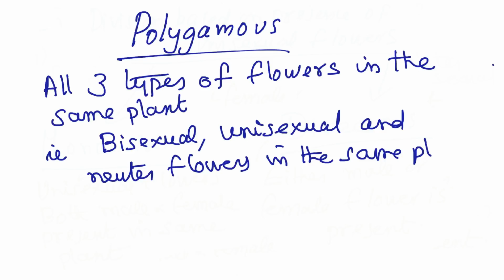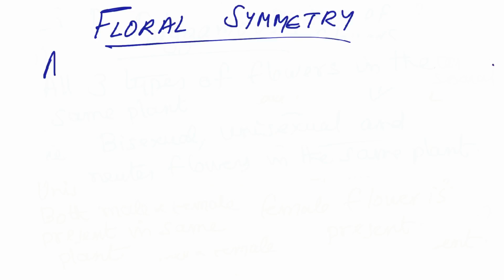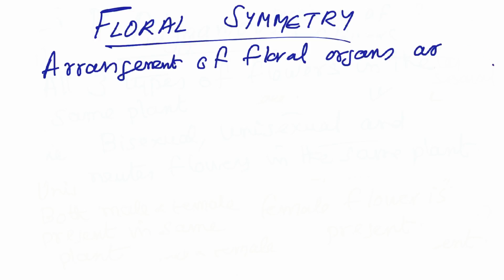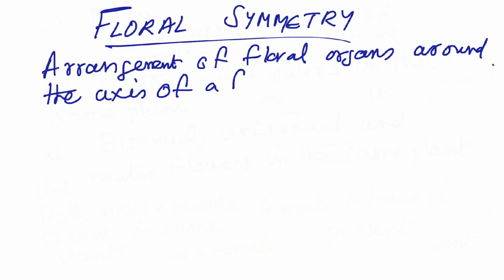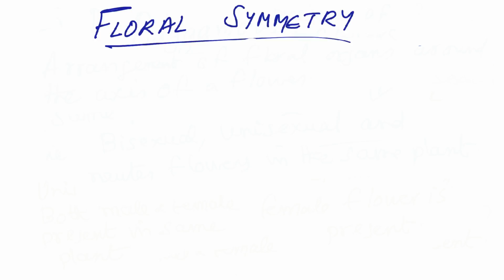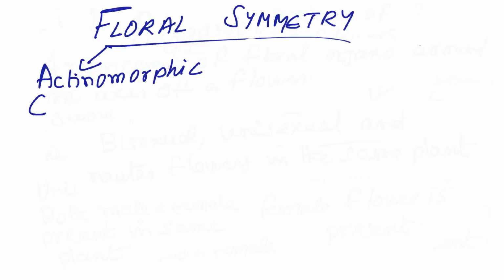Now going on to another very important point, that is how the floral parts are arranged on the thalamus. Interestingly, there are certain patterns which we can understand. It's not just random. There are certain patterns which are clearly visible when we carefully look at the arrangement of floral organs or parts around the axis of a flower. So floral symmetry looks at the arrangement of floral organs around the axis of a flower. And here we have a very important division into three cases. The first one is actinomorphic, and the symmetry is basically a radial symmetry.